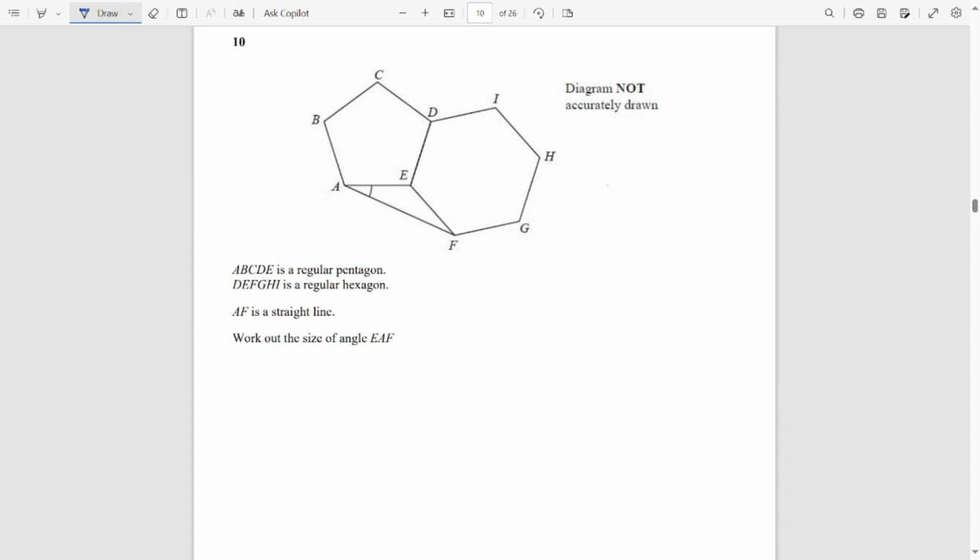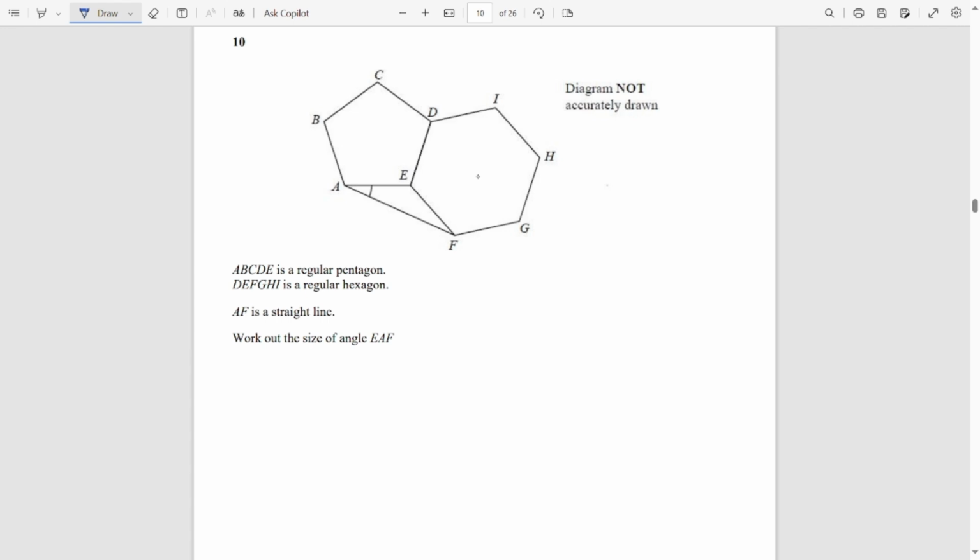Okay, so this is an angle in polygons question. At the minute, we have not been given any angles at all, so I'm going to work out what they are. I know that I have a regular pentagon, so this shape on the left here is a 5-sided shape, and a regular hexagon, so the shape on the left is a 6-sided shape.